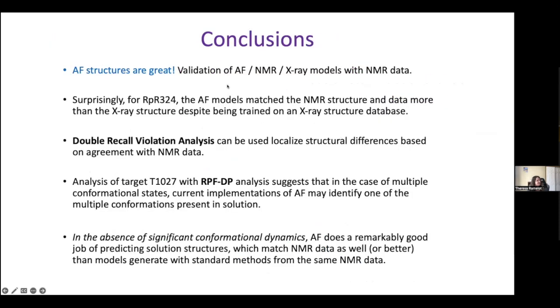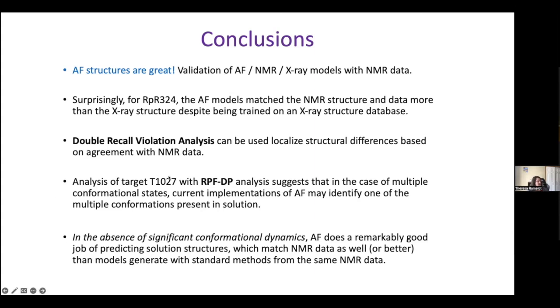So, conclusions. These AlphaFold structures are great. My work is done. We validated these models with NMR data. And then we also found, surprisingly, that the AlphaFold models match the NMR structure and data even better than the X-ray structure, despite the fact that AlphaFold was trained on an X-ray structure database, which I think was a very surprising result. We found that this double recall violation analysis can be used to find localized structural differences based on agreement with NMR data. So you can see in specific regions of the protein which one matches the NMR data better.